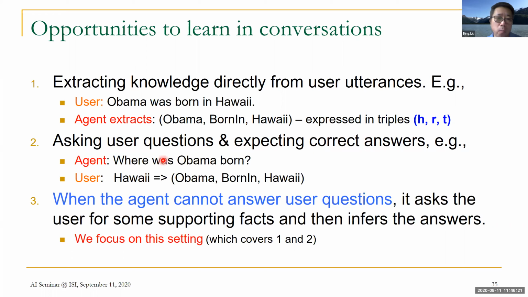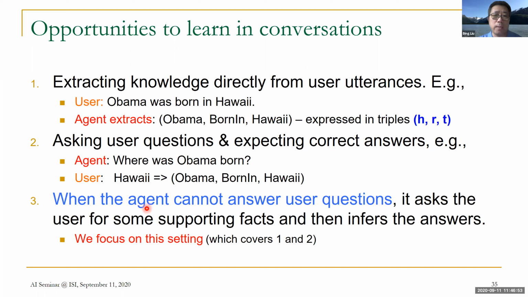So you can say, where was Obama born? And then the user may say, Obama was born in Hawaii. And then obviously you can use this in the future as well. Even if this question may not come from you, it could be from a user, but previously you couldn't answer it. Now you can ask this question to some other users, expecting that some other people know the answer. And then you can save that and move forward. Now you become more knowledgeable.